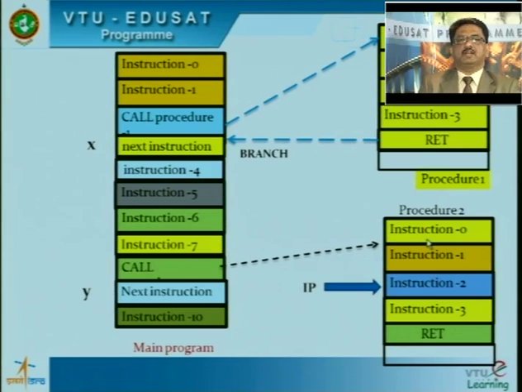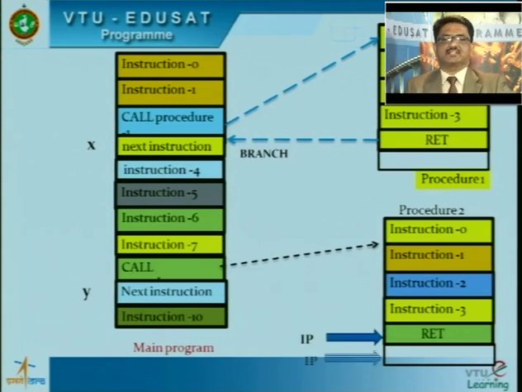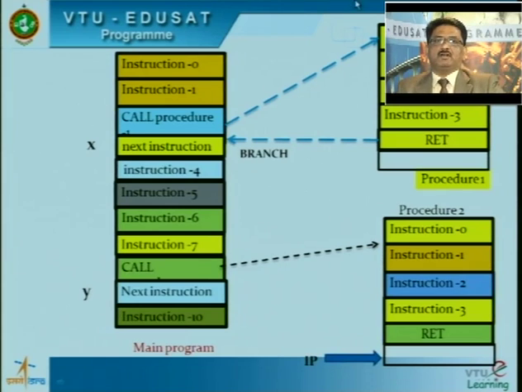Now as usual, the procedure 2 instructions get executed one after the other sequentially, and then at the end I have a return instruction. So the control of execution will be again transferred back to the return address. The return address here is Y. What is this return address? As you know, the return address is the address of the next instruction after the function call, where the control transfer will happen when the execution comes back to the main program.